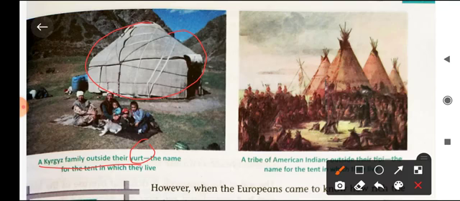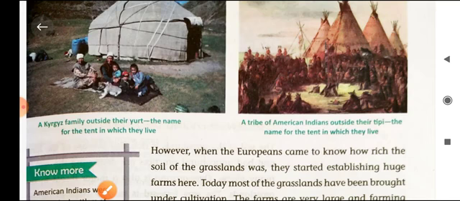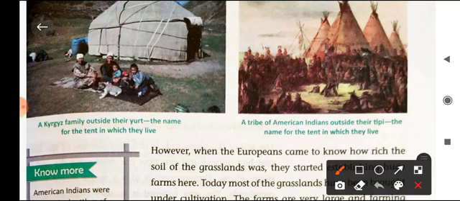Now the tribe of American Indians outside, they live in tepees. These are called tepees, the name of the tent in which they live. This cone-shaped tent is made by the American Indians and is known as a tepee.